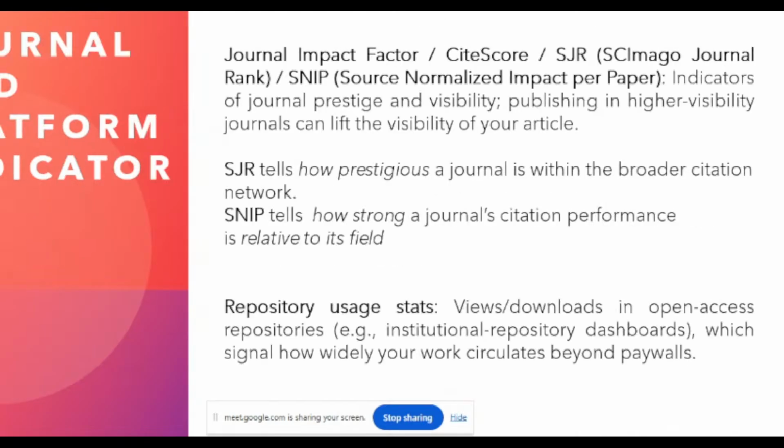Can you go to next? Then the last part is journal and platform indicators, where the journal impact factor. It's not SJIF, please understand, because there are a lot of things which we get confused. You have to go for the Thomson Reuters index. Please remember, to get a real journal impact factor. Can you go for the Thomson Reuters index?